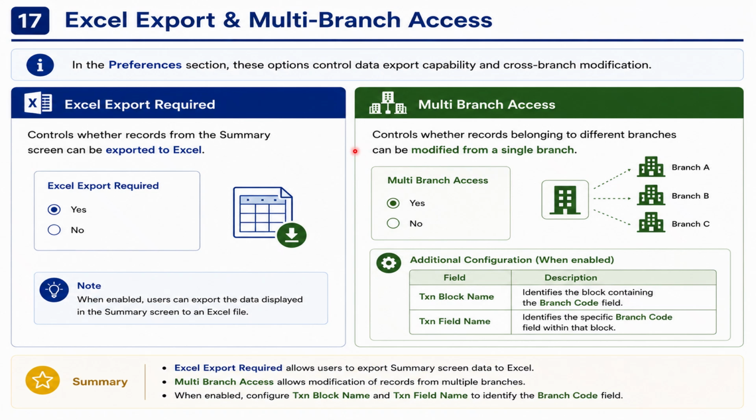Excel export and multi-branch access. The Excel export required option controls whether records from the summary screen can be exported to Excel. The multi-branch access option controls whether records belonging to different branches can be modified from a single branch. When multi-branch access is enabled, additional configuration is required. TXN block name identifies the block containing the branch code field. TXN field name identifies the specific branch code field within that block. These values help ODT identify the branch-related information required for multi-branch functionality.